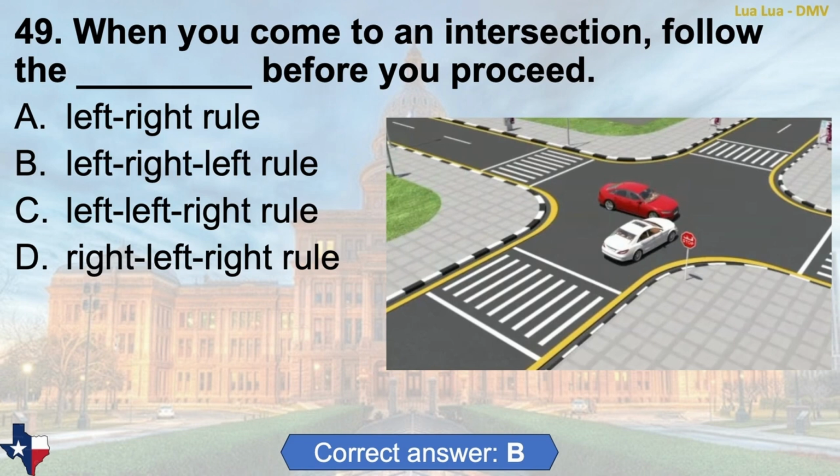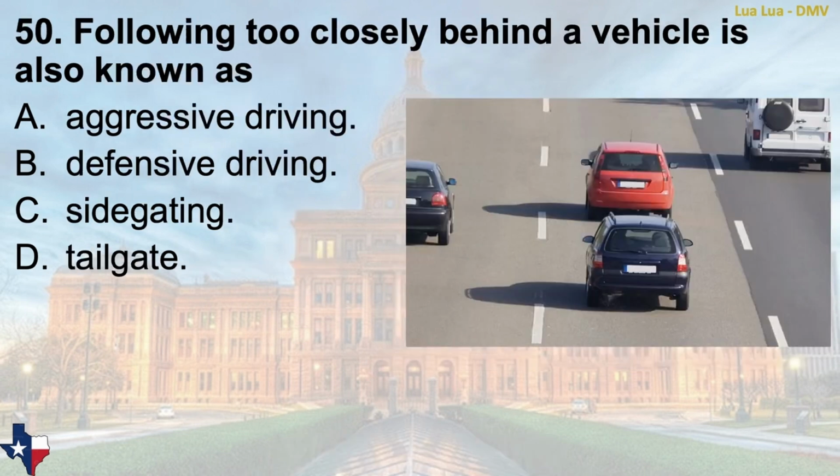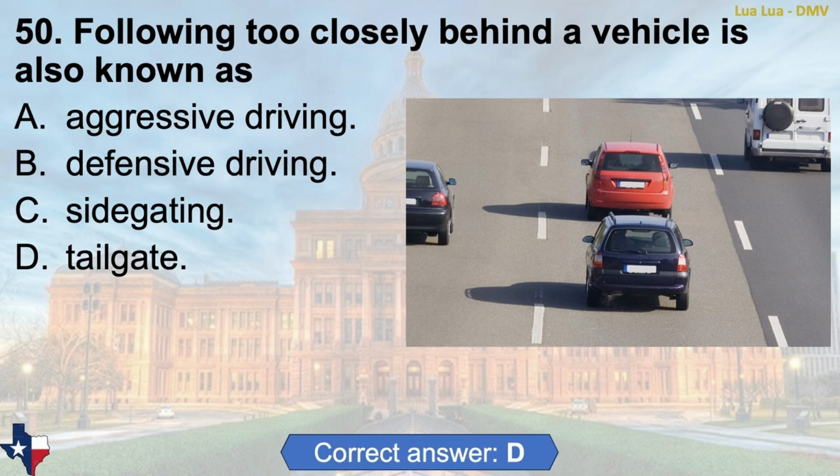Left-right-left rule. Question 50. Following too closely behind a vehicle is also known as A. Aggressive driving. B. Defensive driving. C. Side gating. D. Tailgate. The correct answer is D.